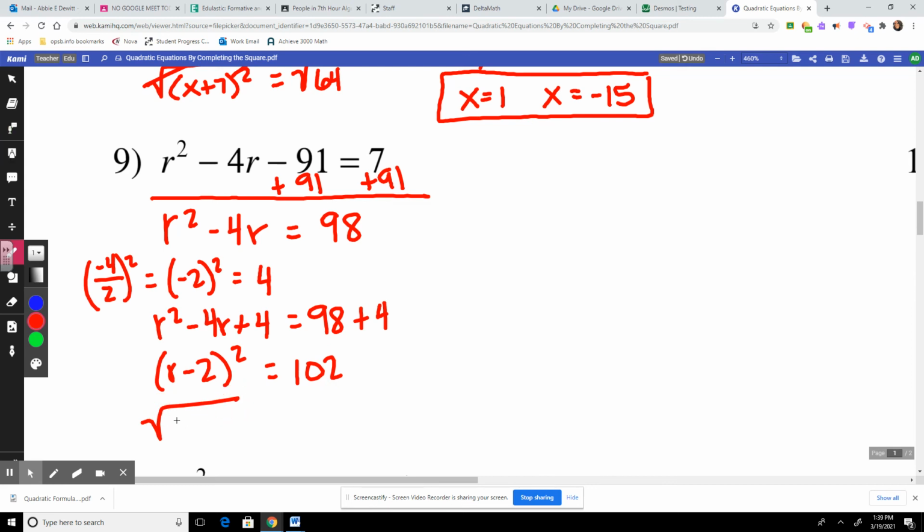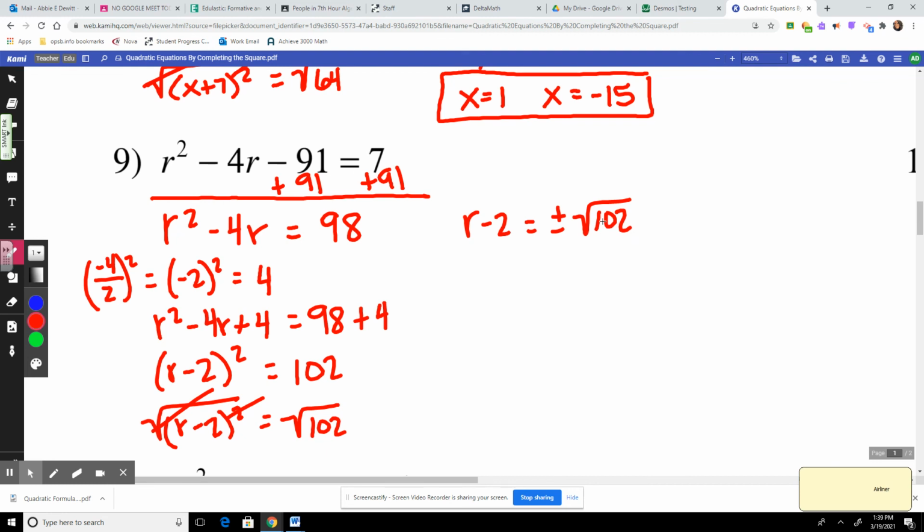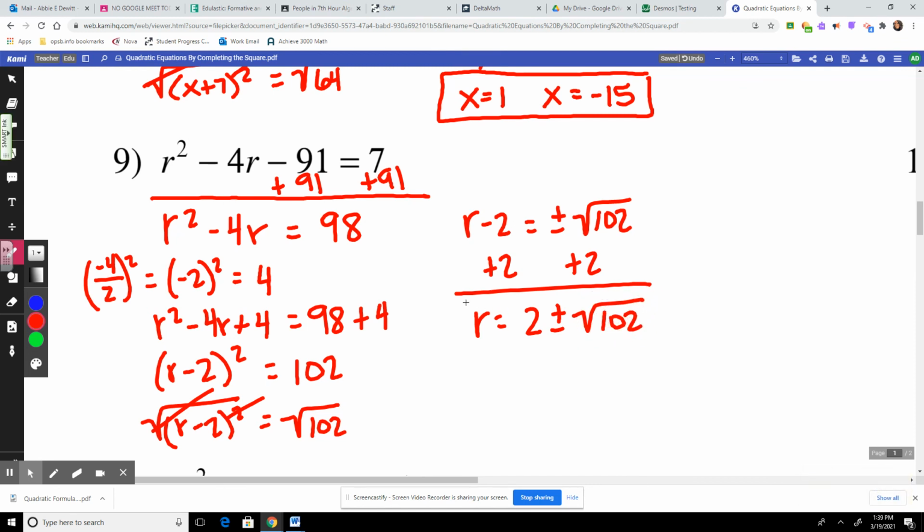Take the square root of r minus 2 squared, the square root of 102. Those cancel and leaves me with r minus 2 equals positive negative the root of 102, because the root of 102 is not a perfect root. Add 2 to both sides. So r is 2 plus or minus the square root of 102. So the solution is 2 plus the root of 102, 2 minus the root of 102. Those are the two solutions.